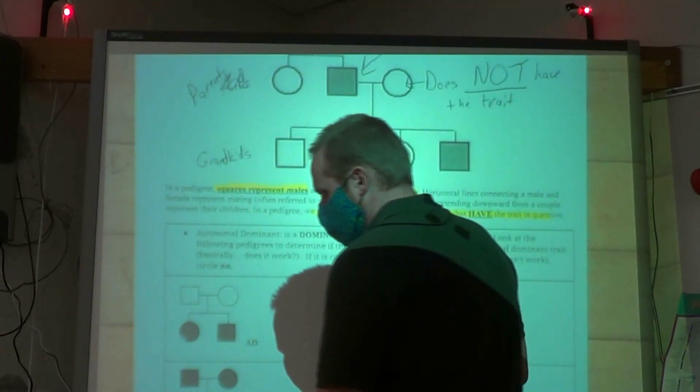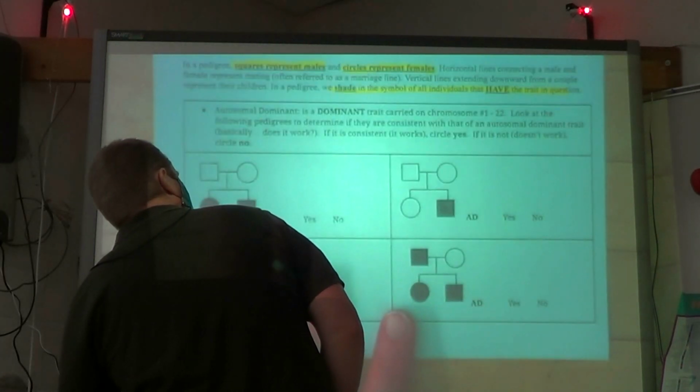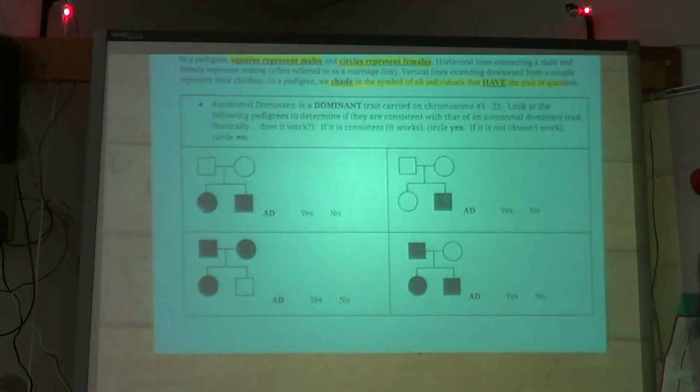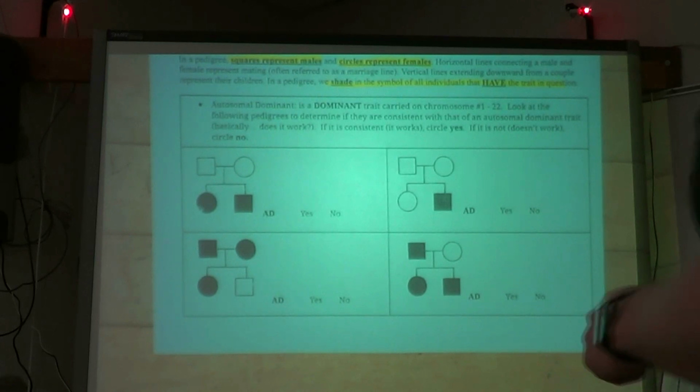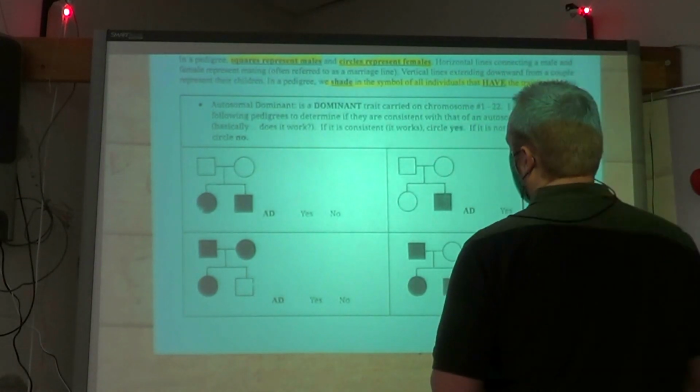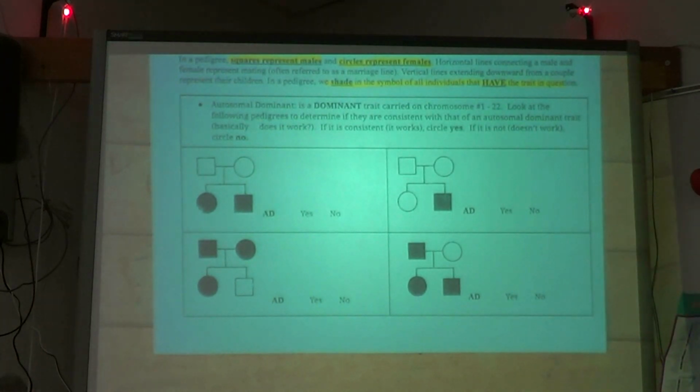We're going to look at pedigrees, and there are four pedigrees that we have here. These four pedigrees are the exact same four pedigrees that you'll see two more times on the back. There are three modes of inheritance for pedigrees that we're going to look at. The first one on the bottom of the first page is autosomal dominant. An autosomal dominant trait is a dominant trait that is carried on the autosomes, which are chromosomes number 1 through 22, not the sex chromosomes. So look at the following pedigree to determine if it is consistent with an autosomal dominant trait. Basically, does it work? The wording here is 'is it consistent?' because that's the wording you'll see on a test.